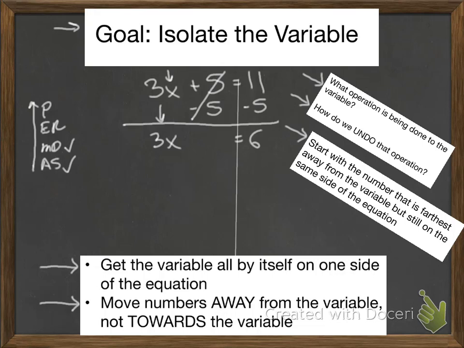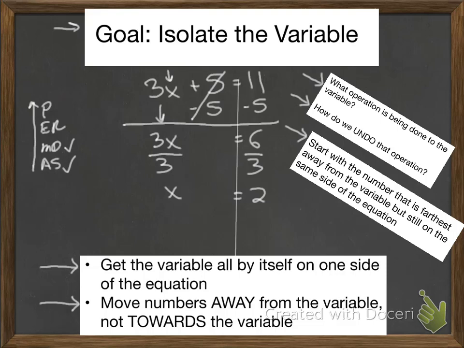The 3 is attached to the x through multiplication, and as always, we use inverse operations to undo things. So the inverse of multiplication is division. We divide both sides by 3. 6 divided by 3 is 2.